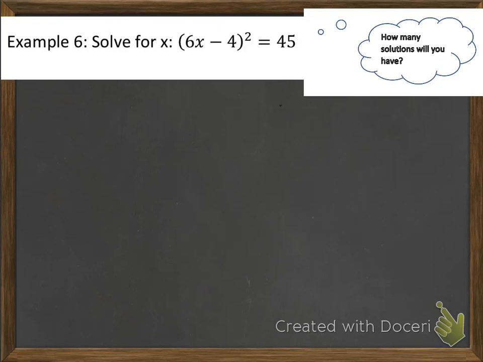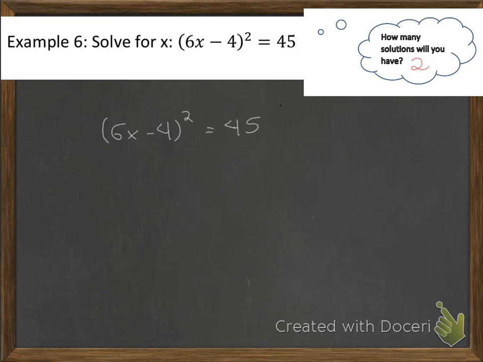So again, before I launch in and start working on this problem, I'm going to look at the exponent. I'm going to ask myself, how many solutions do you expect to have? And because that is a 2, it is an even number, I'm going to expect to have 2 solutions. Okay, so we have 6x minus 4 quantity squared is equal to 45.